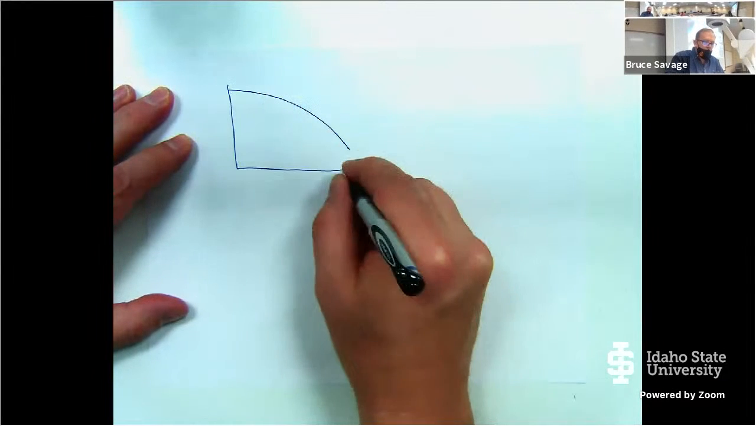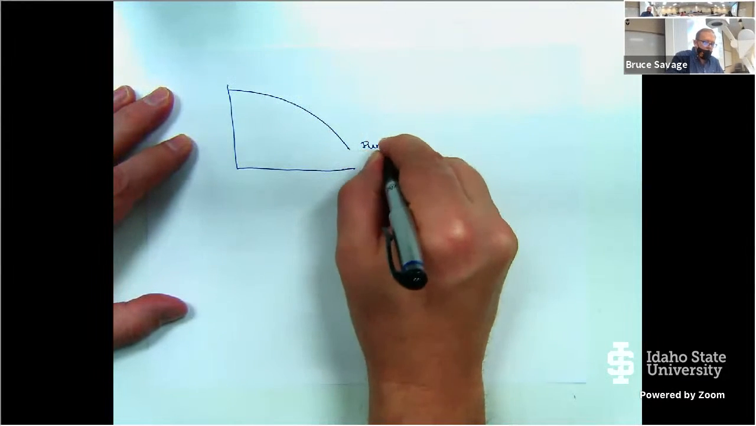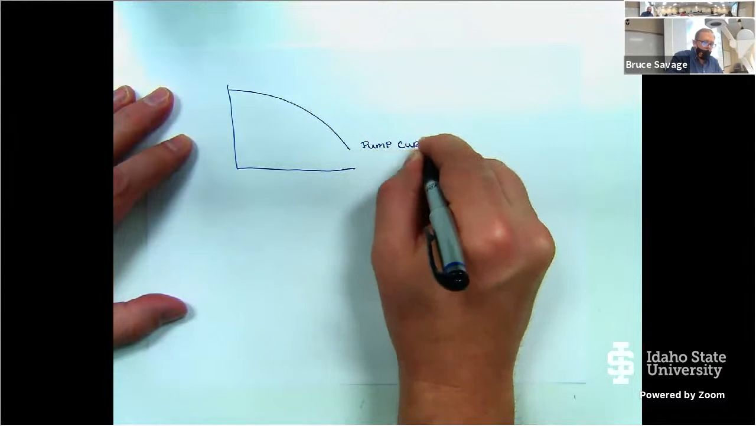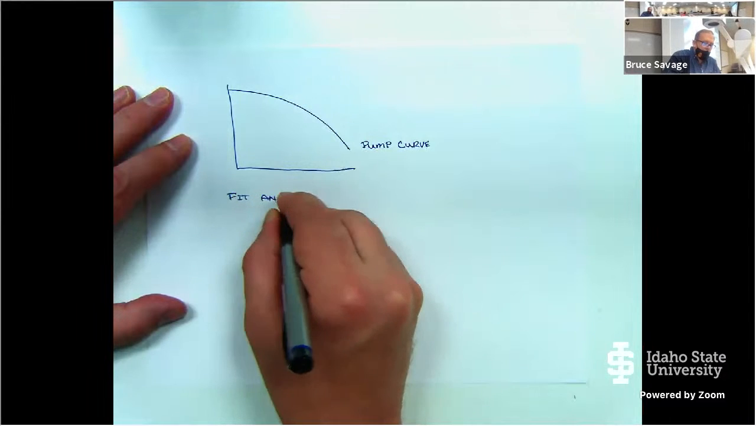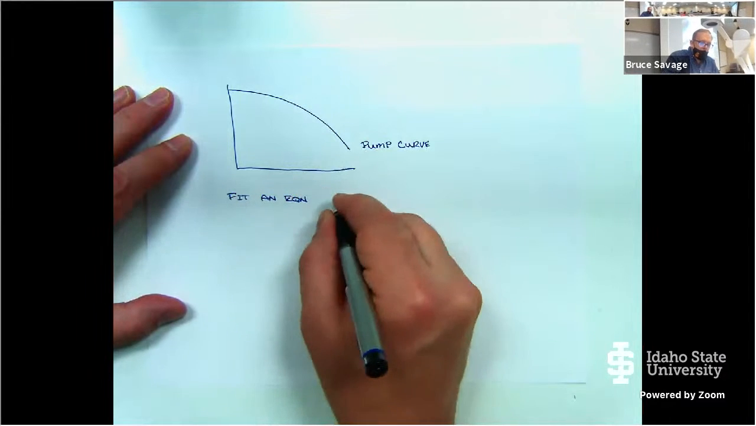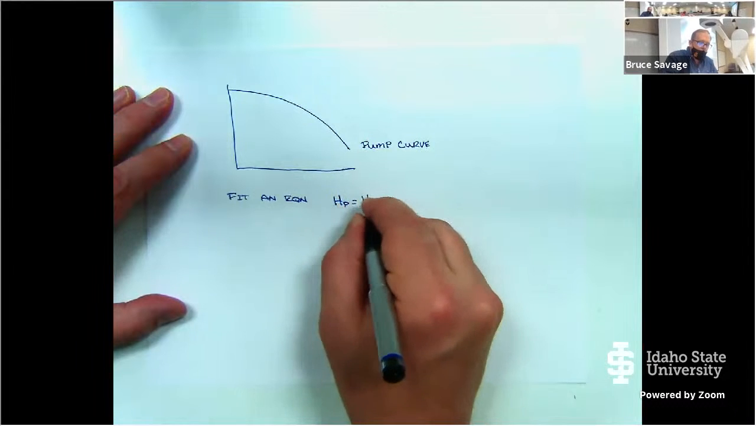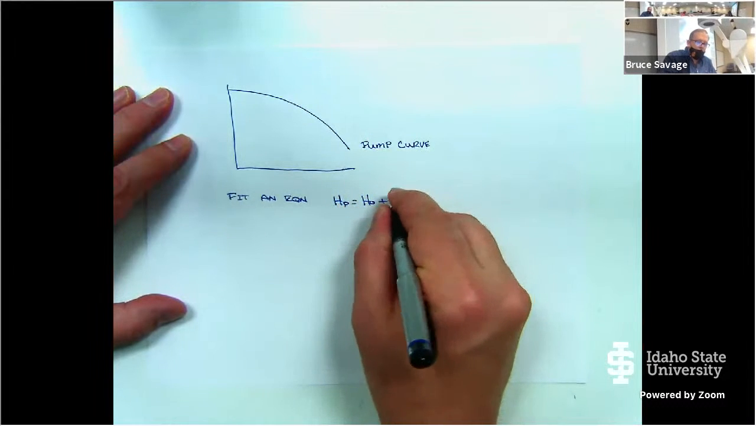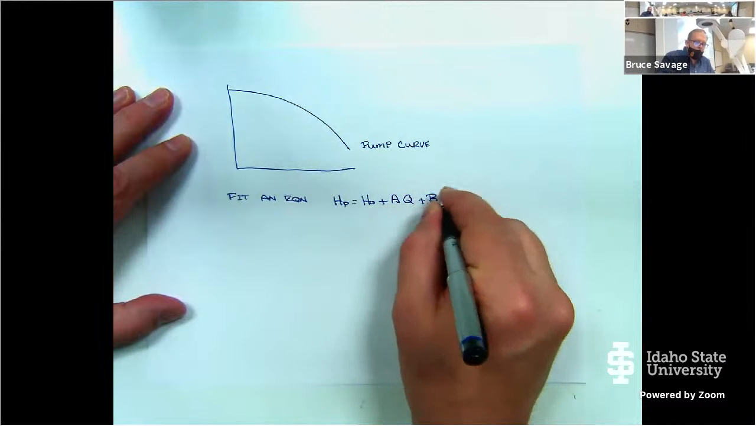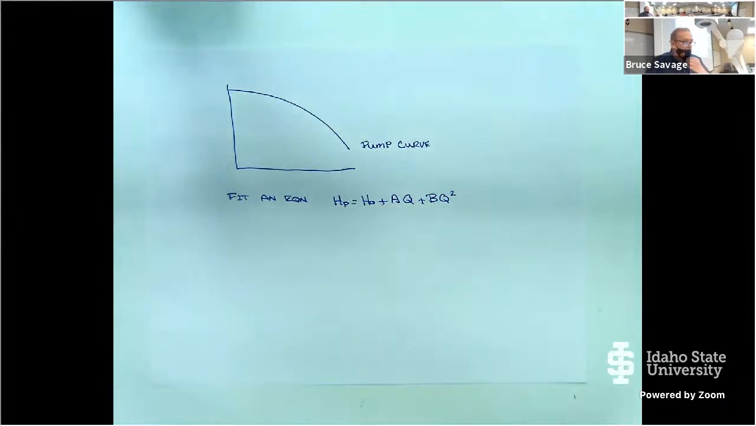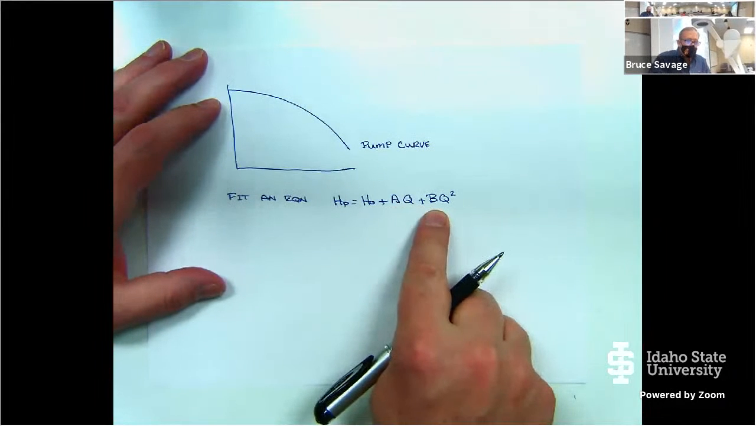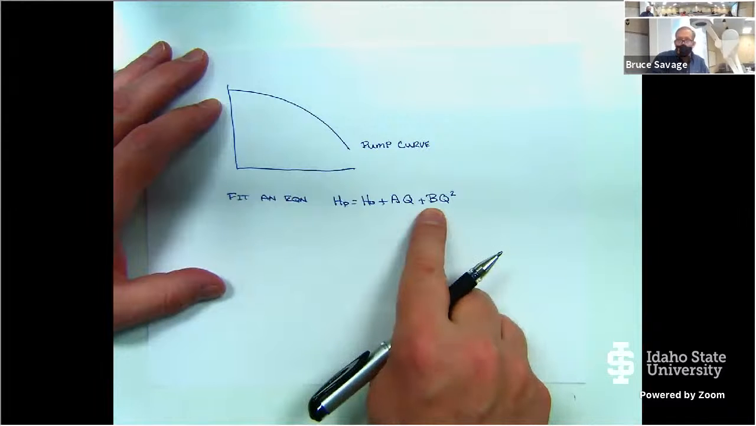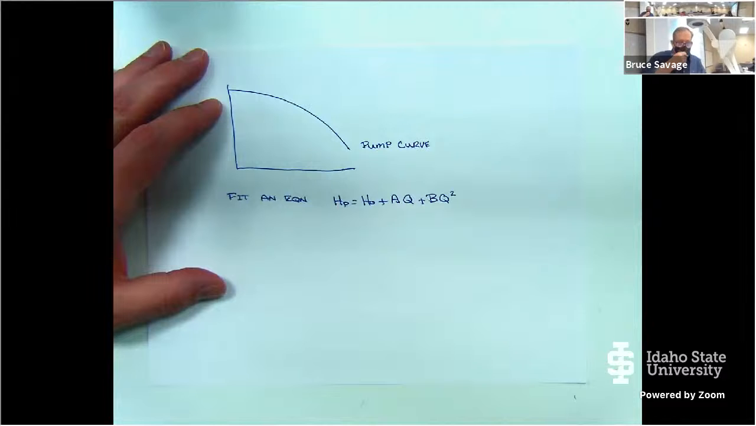So if we have a pump curve, and our goal is to fit an equation of the form that the head of the pump is equal to the shutoff head plus A times Q plus B times Q squared, noting that A and B can be negative. These are simply coefficients that help define this. So we've basically said this is the form that we want our pump curve to be. There are other forms of a pump curve.